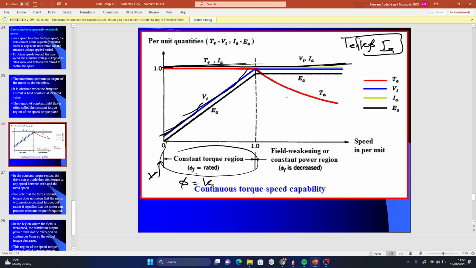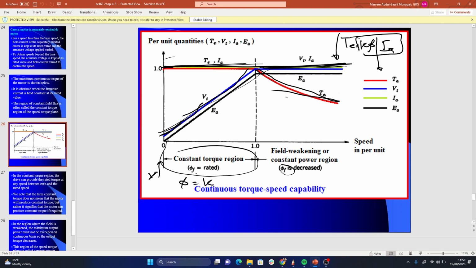But for the field weakening region, once you start reducing the field, what happens? The torque comes down. When you start reducing the field, the torque comes down here at a constant IA. And in this region, you keep V constant. As you vary phi, you keep V constant. So that's what this graph just means.